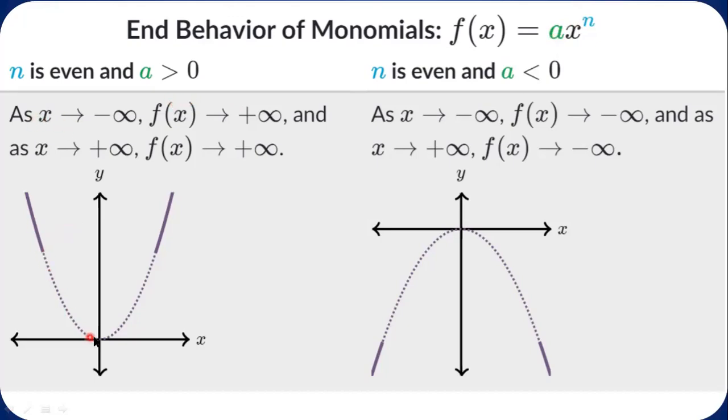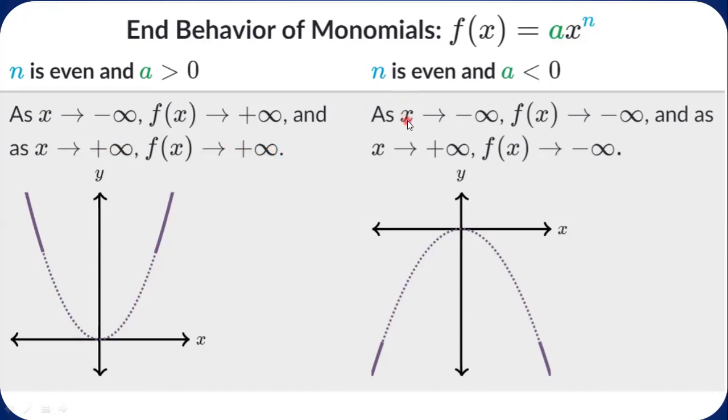because every time on both sides it will be going up, because n is even and a is positive. So that's why the graph is opening upward. This is an upward parabola. And you can say that as x tends to minus infinity, f(x) tends to positive infinity. As x tends to plus infinity, f(x) approaches positive infinity.